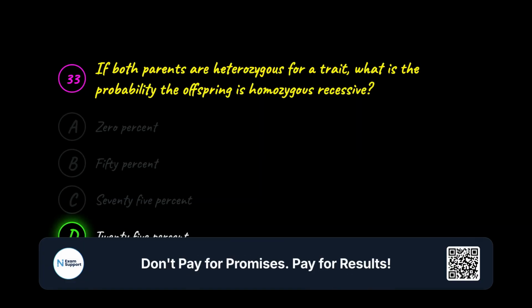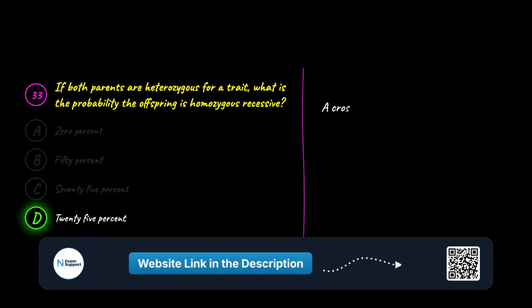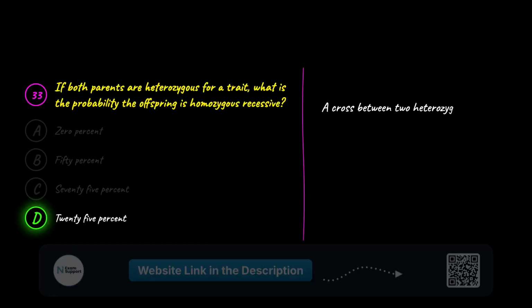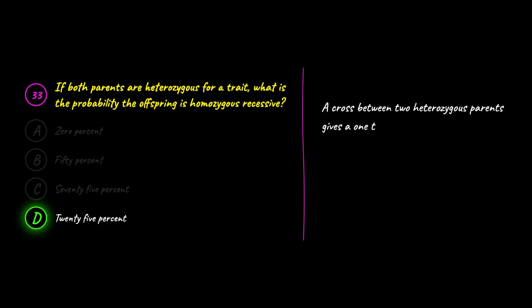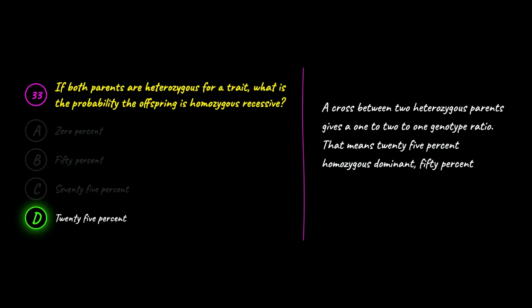The correct answer is D, 25%. D is correct because a cross between two heterozygous parents gives a 1 to 2 to 1 genotype ratio. That means 25% homozygous dominant, 50% heterozygous, and 25% homozygous recessive offspring on average overall.